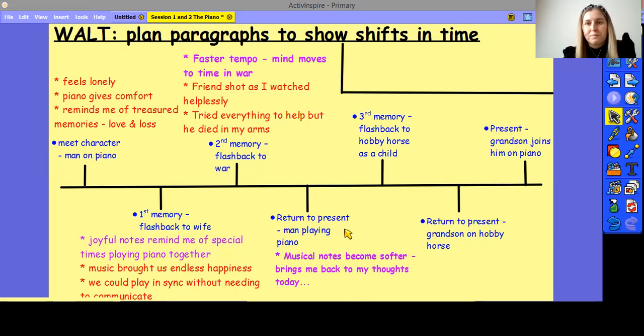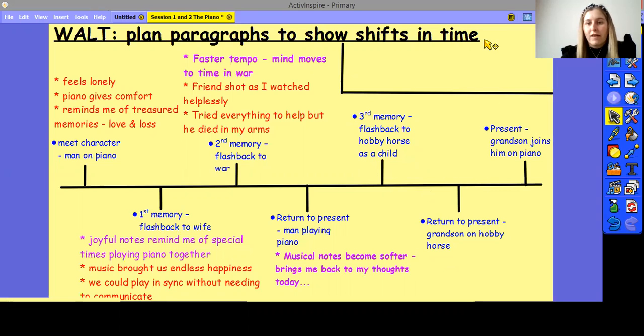So then I'd have to go on to plan the third memory and some more detail about what I'm going to include in that part of the story. Return to the present, the grandson on the hobby horse, and then the grandson playing with me on the piano, because I am the main character in this story. I'm going to write in first person.